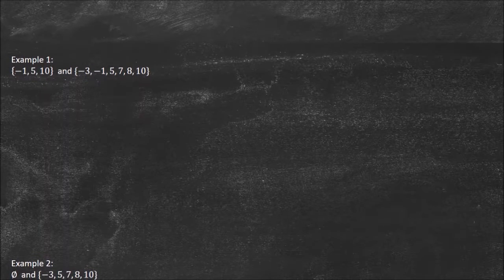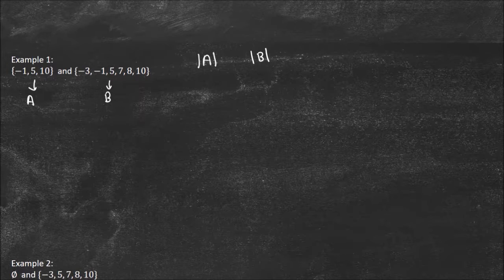All right, so the first one, we've got -1, 5, and 10, and then we have set -3, -1, 5, 7, 8, 10. So let's name this one A, and let this one be B. So clearly you're going to notice something about the cardinality. So this is kind of a rule I probably should have put on the first slide, but cardinality of A related to the cardinality of B. There's something about this that can make subsets impossible.